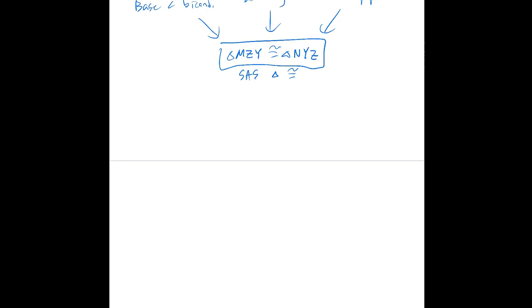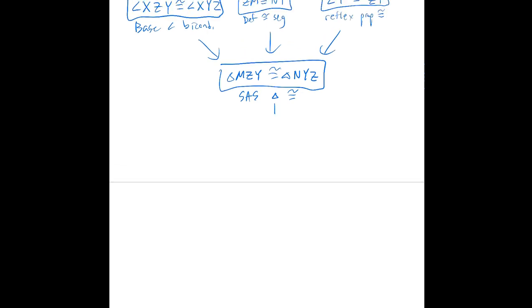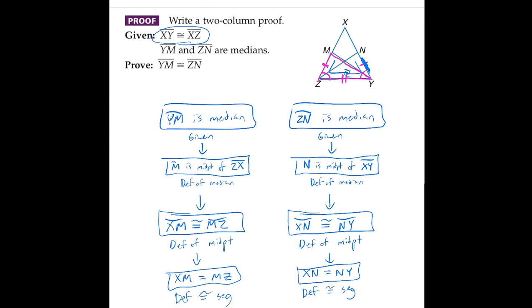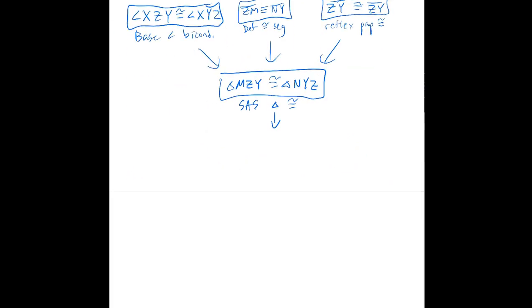And lastly, last thing here is CPCTC. We were trying to show that side YM and ZN are the same. So YM is congruent to ZN. We check the order there. Z to N, Y to M. Yes, they are. And that's by CPCTC. Whew! What a proof. I hope you guys enjoyed it. Good luck.